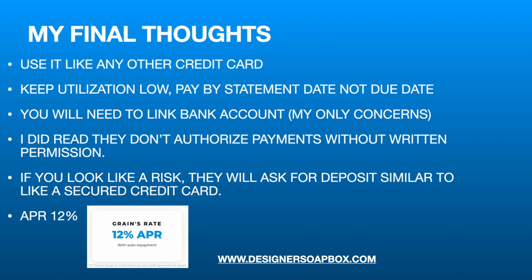And then the APR is 12%. Usually credit card APRs are like 25%. If you have a really good credit score, then it's around 12, 15, even 7. But usually, if you just have a 600 or 500 credit score, it's up to 25, 20. It's in the 20s. So the APR right here is pretty good. But it's 12% APR with auto repayment. So just make sure if you want that 12% APR, you keep your auto repayment on.